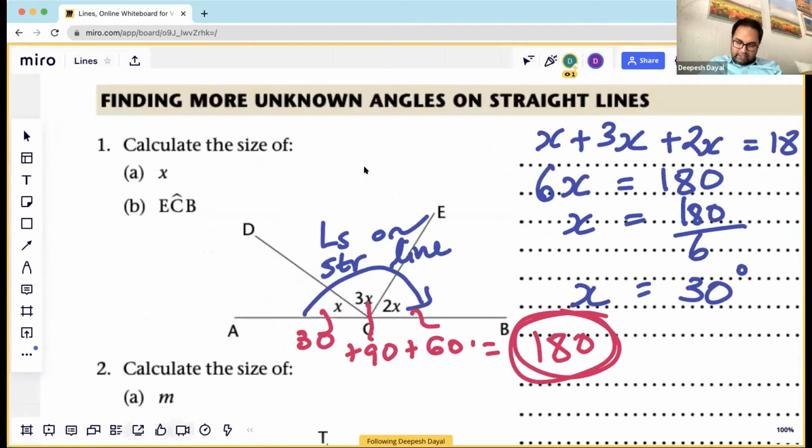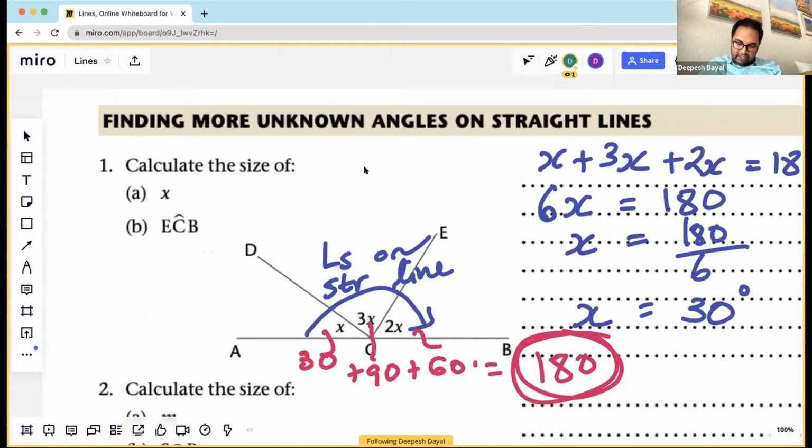But this question, second part says find ECB. Now remember, if they say ECB, we're actually focusing on the C, right? So it's ECB, it means this one here. So this will be 60 degrees, right? Okay, so ECB, we focus from E, then to C, then to B. So E to C to B, right?